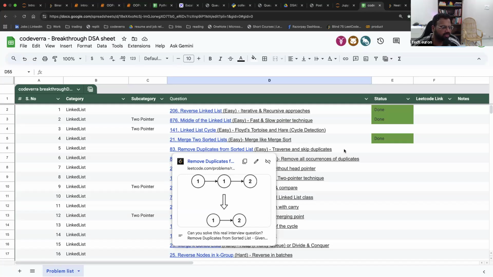If every day you are solving one question, within 3 months you will be in a very good position. If you solve 2 questions every day, within 2 months you will be in a good position. When I say good position, I mean confident position. I don't mean that you can clear any interview. I don't make any such promise.